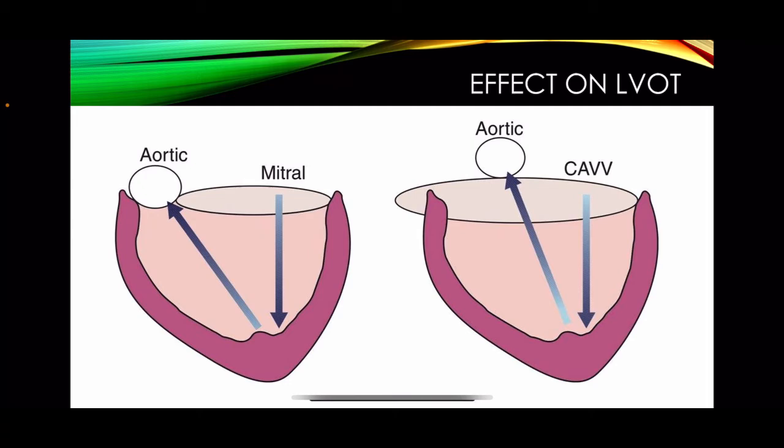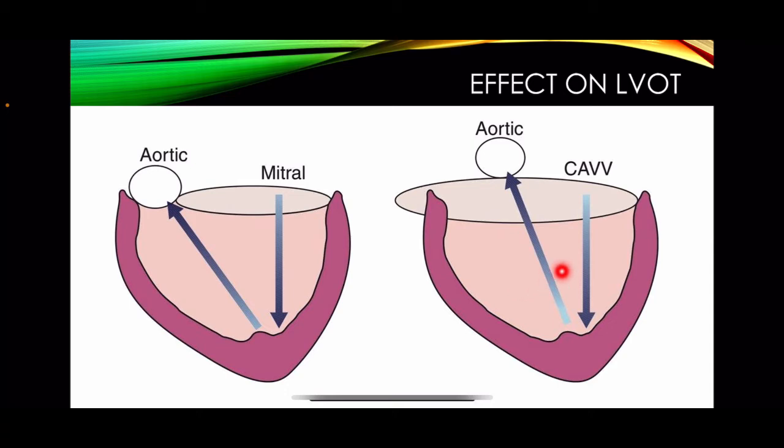This is a normal heart. So in the normal heart, we'll find that the distance between the mitral valve and the apex is almost equal to the distance between the apex and the aortic valve. So the left ventricular outflow tract, or the flow of blood from the left ventricle to the aorta, does not need to go for a long distance in the normal patient.